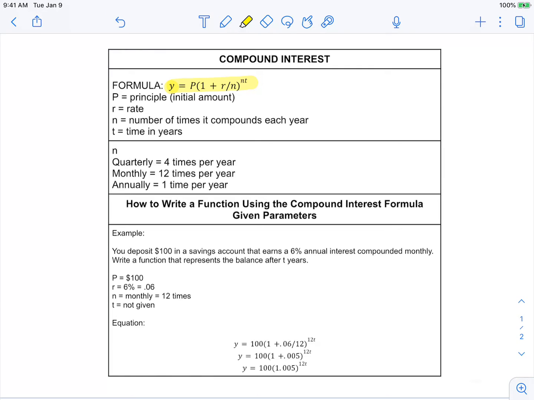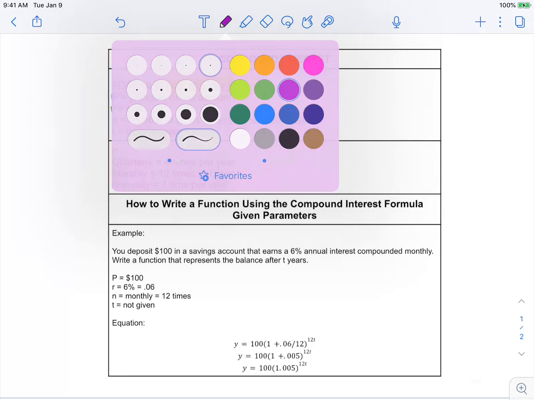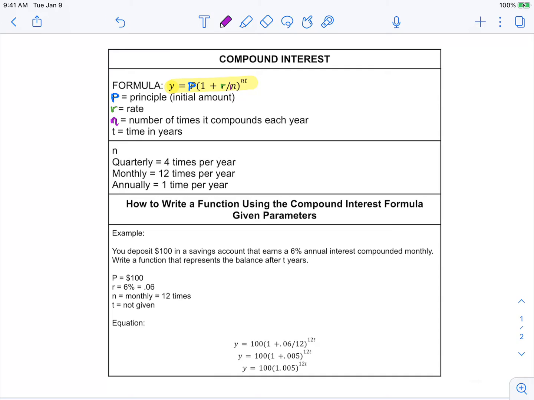So when I'm looking at this, it's important to know that my P right here is my principal, and that my R is my rate, and my N signifies my number of times per year, so this is going to be my number of times per year. And then my T is my time in years, so this T right here, this is my time in years. Okay.